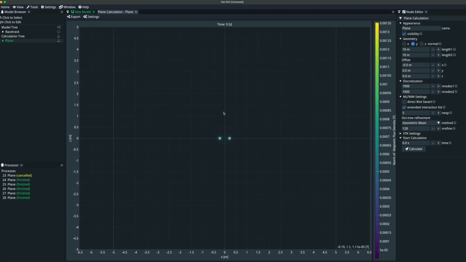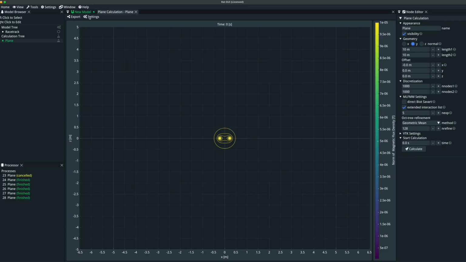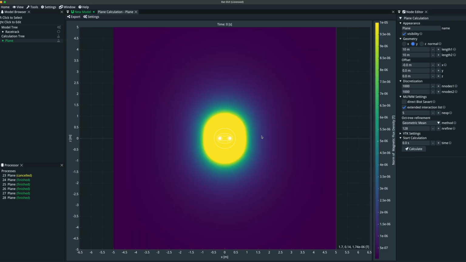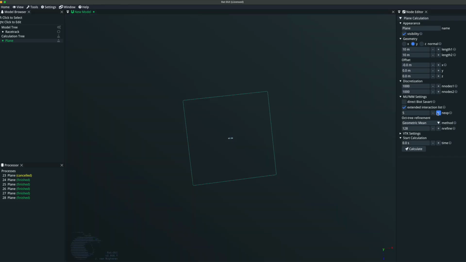So if we now do the same thing, I change the color bar in such a way that we only look at the very low field. See, now these squares are gone, because first we have the extended interaction list. So if you're close to where you're calculating, you actually take a larger range for when you do direct Biot-Savart. And in addition, we also have a larger expansion of your polynomials so that your field description is even more accurate. So those are the 2 settings.